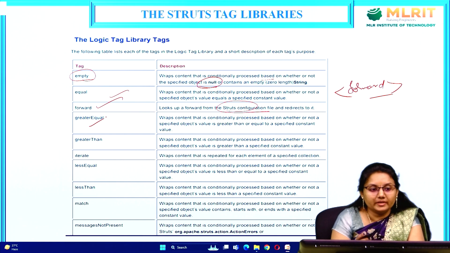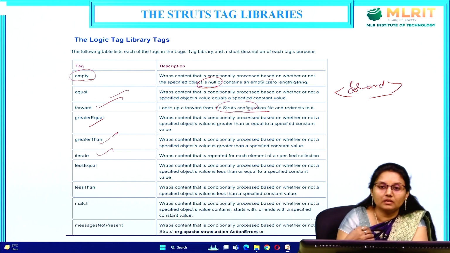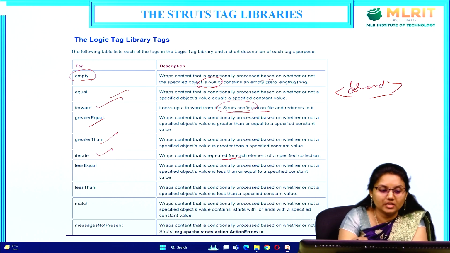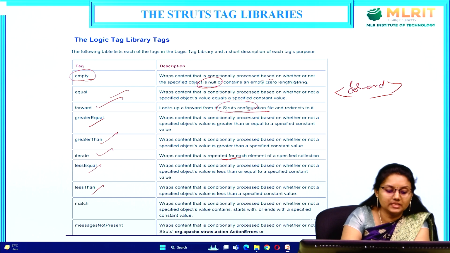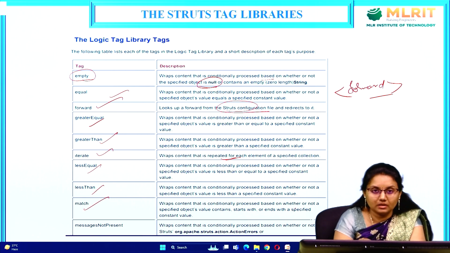Greater equal, so greater than or equal to, or simply greater than. Iterate means looping. When the content is repeated for each element, that is iterate. Less than and less than or equal to. Match means whether it is matched or not, whatever pattern you are giving.